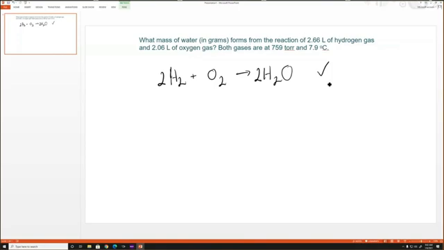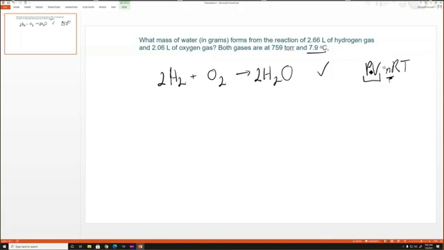With the information given, you can do a PV equals nRT for each of the oxygen and hydrogen in order to figure out their moles. Or you can use the product of PV, because like we mentioned yesterday, PV is proportional to the number of moles because the temperature is constant, right? 7.9 Celsius, and R is a constant. So we can say whatever the PV is directly proportional to the n. So let's do it that way.